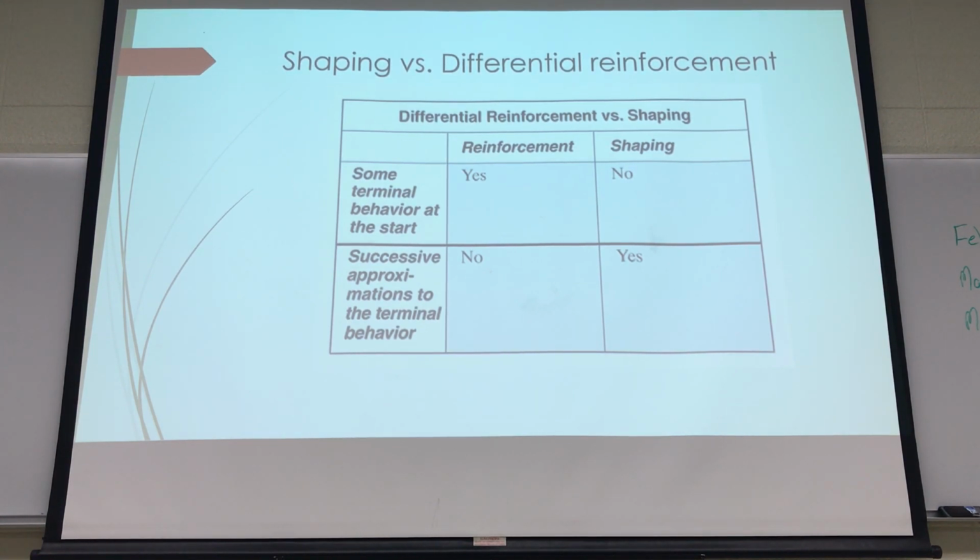On the flip side is true. Some terminal behavior at the start, no for shaping. Successive approximations to the terminal response, yes for shaping. So a simple way to ask the question is: is the terminal response in the repertoire? Yes, then you use plain old garden variety reinforcement. No, then you need to use shaping. Okay? Any questions?